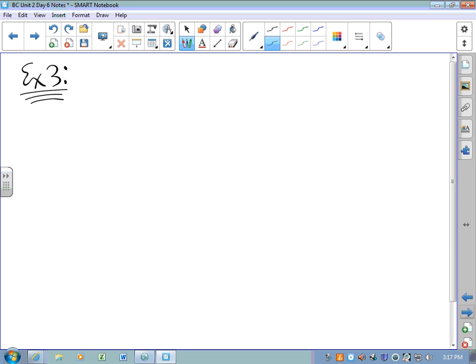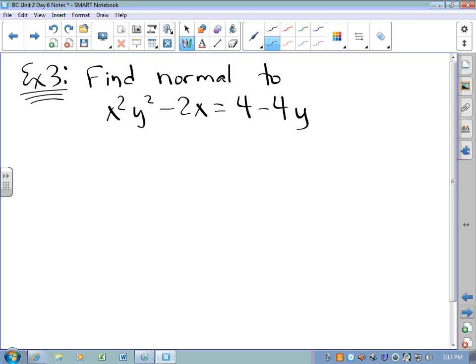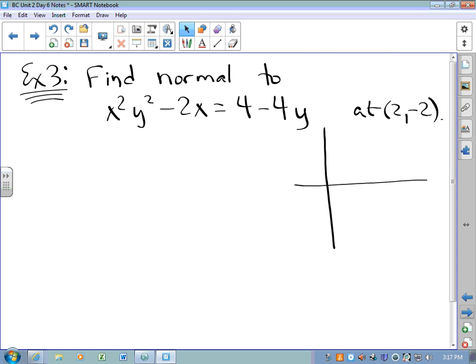Time now for a quick who cares. Let's find the normal line to x squared y squared minus 2x equals 4 minus 4y at (2, negative 2). Time for a quick who cares. That function looks like this, and we're looking for the equation of the normal line.